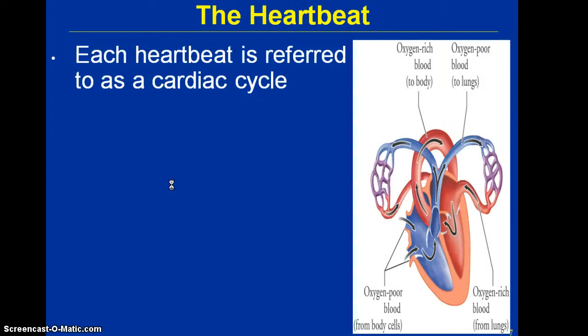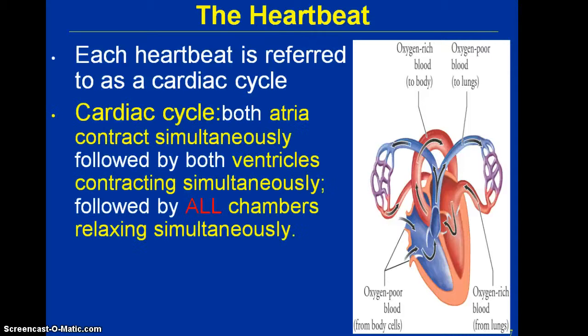So what is happening during a heartbeat? When the heart beats, it's not that the whole heart and all 4 chambers are contracting at the same time. During a heartbeat, there is a sequence of events. First we have the atria. Both left and right atria are contracting simultaneously, and then both left and right ventricles are contracting simultaneously.